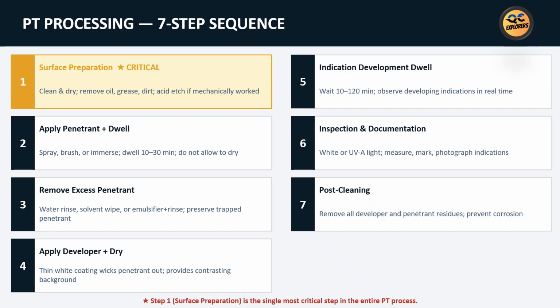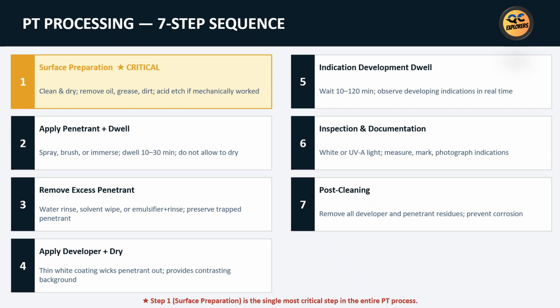That balance is extremely important. Now, Step 4, developer application. The developer acts like blotting paper. It draws penetrant back out from the discontinuity and creates contrast for visibility. A thin and uniform developer layer is very important. Too much developer can mask indications. Too little developer reduces sensitivity.